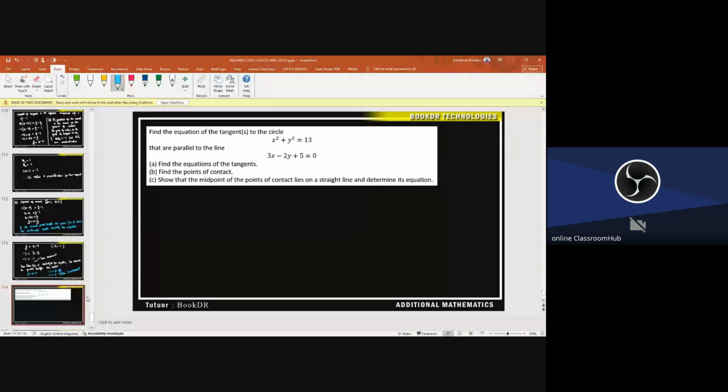Find the equation of the tangents to the circle that are parallel to the line 3x minus 2y plus 5 is equal to 0. Find the points of contact so that the midpoint of the points of contact lies on the straight line, and determine its equation. Good.